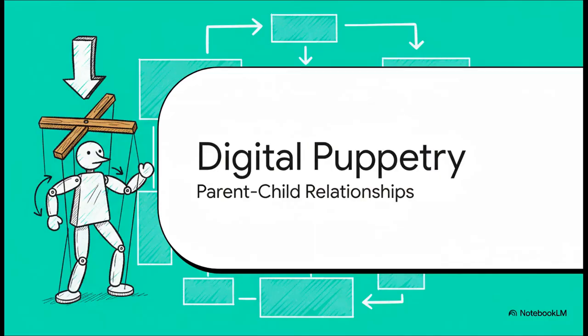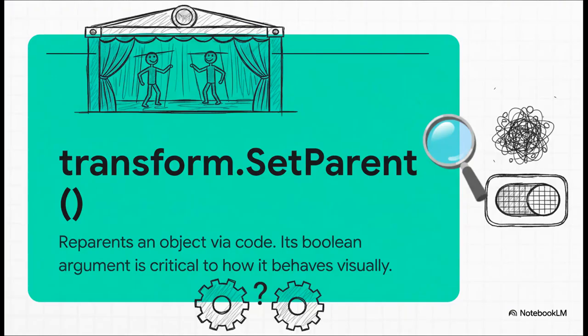Okay, let's start with parenting. The best way to think about this is like a marionette puppet. You move the main wooden crossbar at the top and all the strings pull the arms and legs along with it. In Unity, that's a parent-child relationship. The parent's position, rotation, and scale all affect the children. Getting a handle on this is step one. The number one tool you're going to use for this is transform.SetParent. It's how you make those connections on the fly, right in your code.